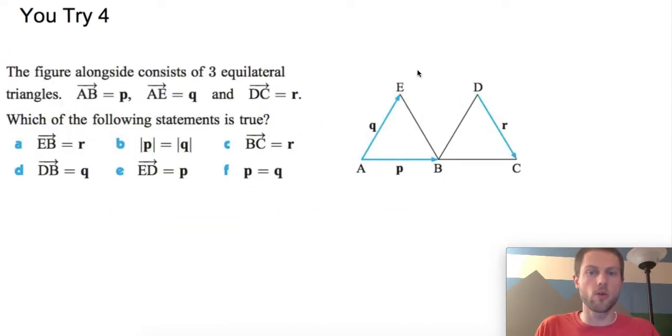Here's a little bit more complex of a diagram where you have these two triangles with all kinds of vectors all over the place. They're all named different things. And once again, I want you to evaluate these statements and tell me which of these statements are true. So pause the video, give this one a shot, and then come back when you're ready to see the answers.